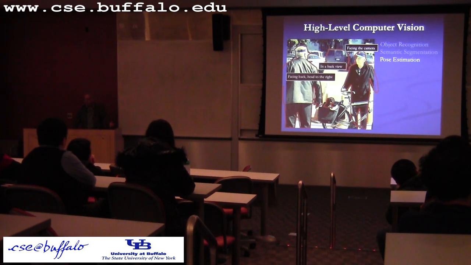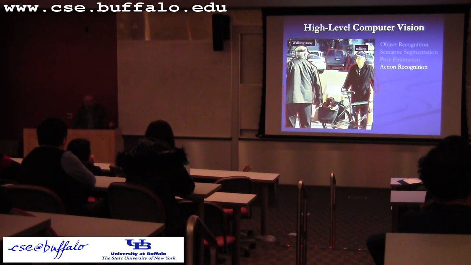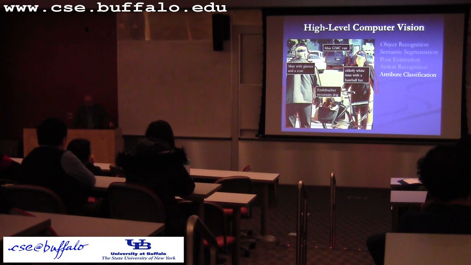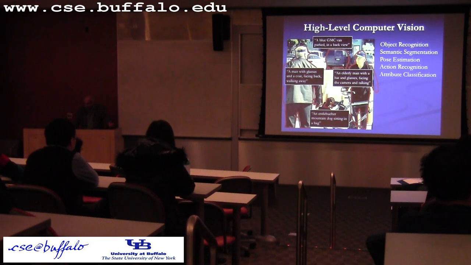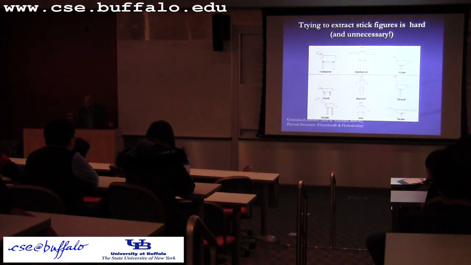I want to estimate their pose. I want to say this person is facing back, this person is in profile, looking to the left, and so on. You want to characterize their actions, walking away, talking. You want to describe people. This is important. We don't want just nouns. We want nouns and verbs. No, we don't want just nouns and verbs. We want nouns, verbs, and adjectives. So you want to be able to say an elderly white man with a baseball hat. And finally, we want to produce descriptions like this. That's our goal.